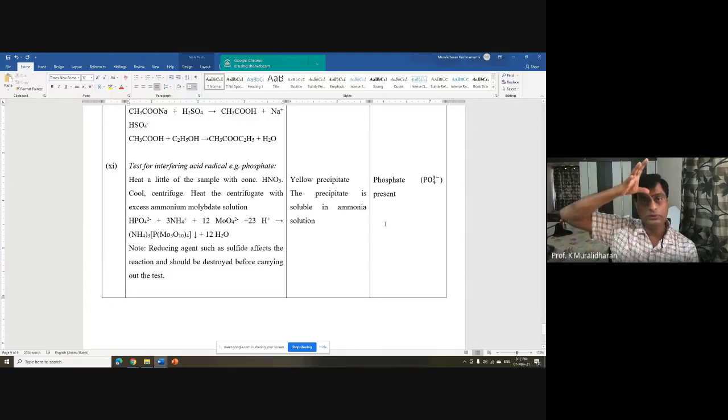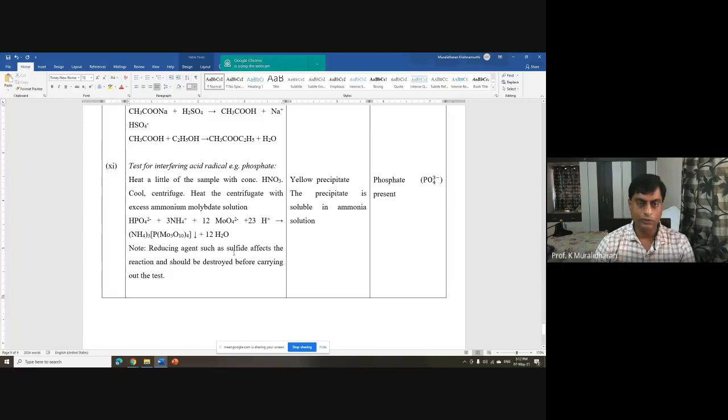Now this is for phosphate. Here you treat the sample with concentrated nitric acid, heat, and centrifuge. That means you are centrifuging and solids are settling at the bottom. You are decanting and taking only the liquid part. Centrifugate means the liquid part. That is what we are going to take with excess ammonium molybdate solution. Right? The reaction is mentioned here.